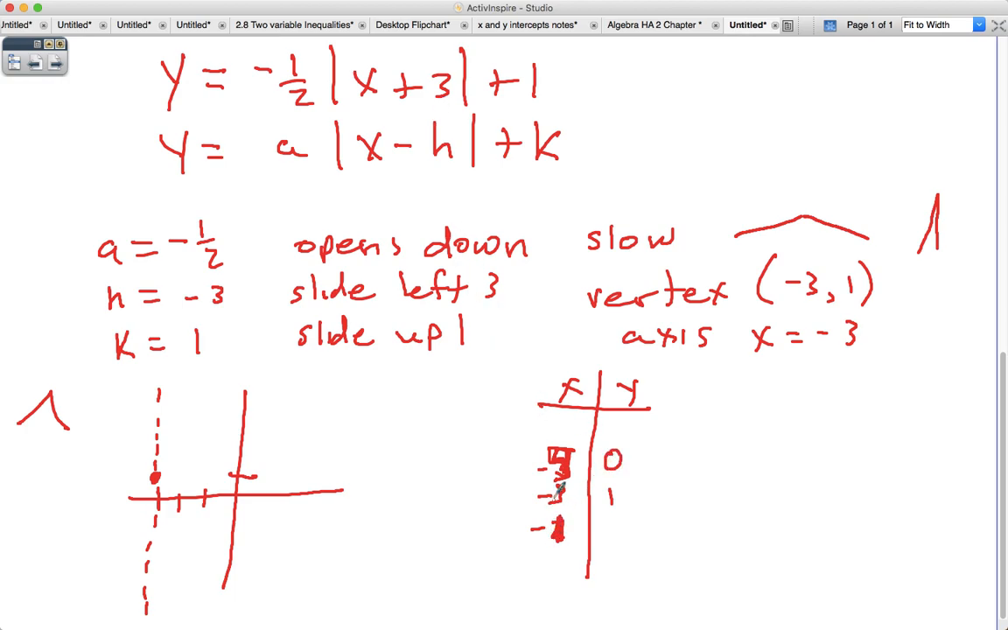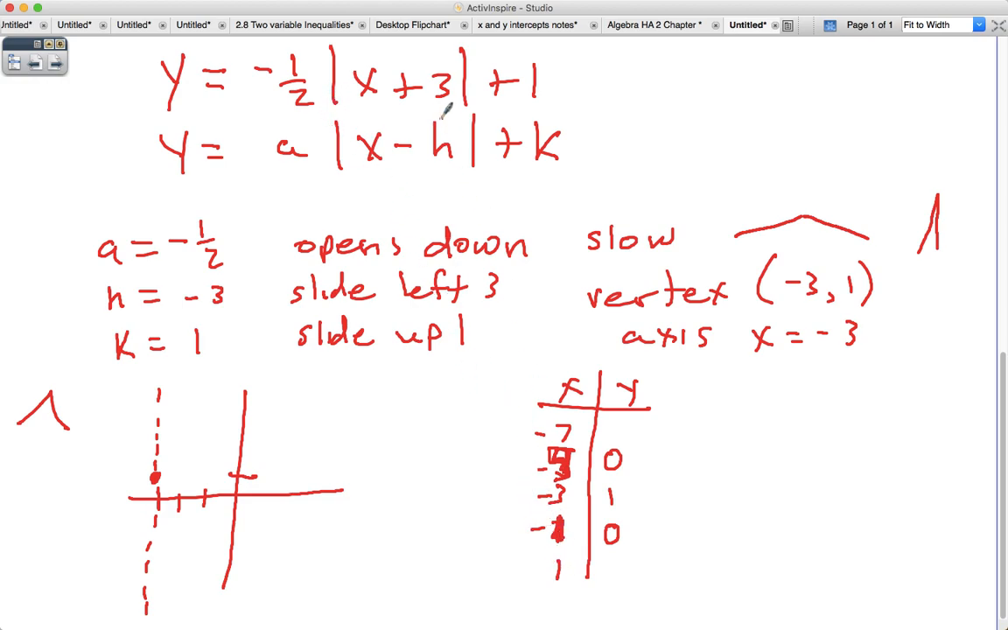So put in negative 1. Negative 1 plus 3 would be 2. Absolute value is 2. Negative a half times 2 is negative 1, plus 1 would be 0. Again, I probably wouldn't go to 6 and therefore 0 here. I'd pick 1 up because that would give me something I can divide by 2 easier. So I'm going to jump by 2 here. So this is going to be negative 7. And the next one is going to be not 0, but 1. That will allow me to have a number that's easy to divide by 2.